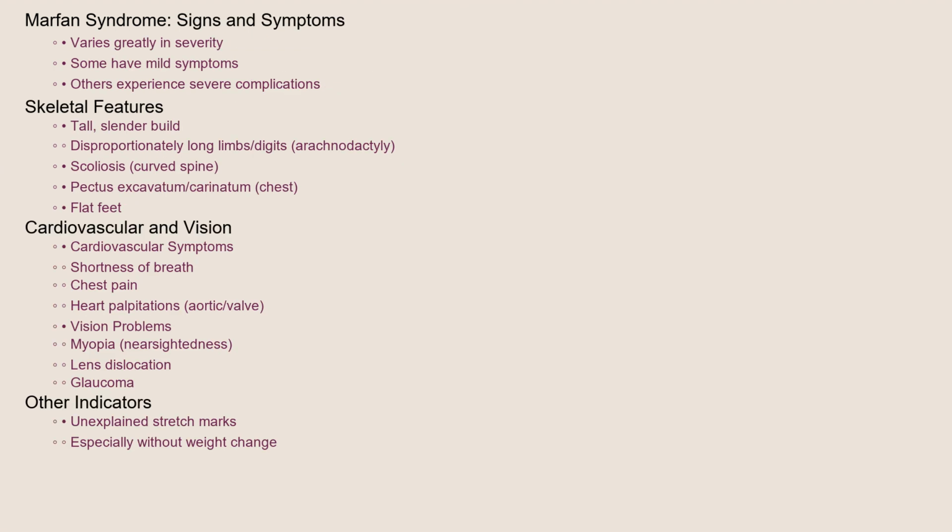The signs and symptoms of Marfan syndrome can vary greatly from person to person, even within the same family. Some individuals may have only mild symptoms, while others experience more severe complications. Characteristic features include a tall, slender build with disproportionately long arms, legs, fingers, and toes. This is sometimes referred to as arachnodactyly. Other skeletal features include a curved spine, or scoliosis, a sunken or protruding chest, pectus excavatum or pectus carinatum, and flat feet.